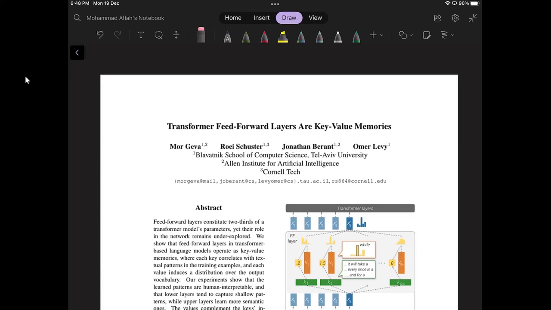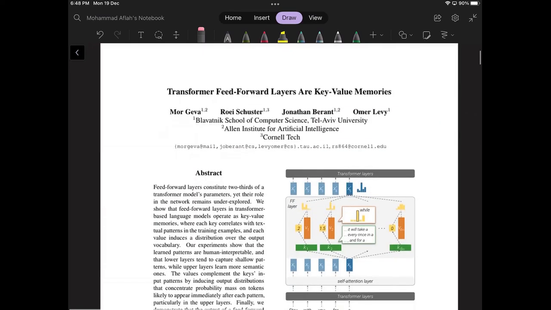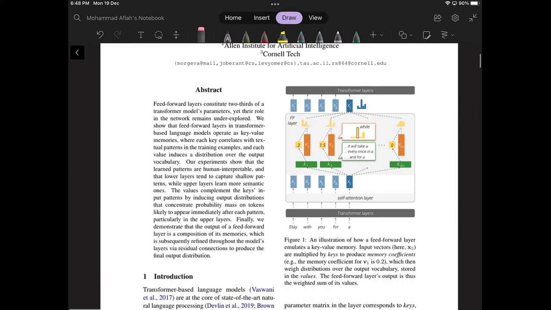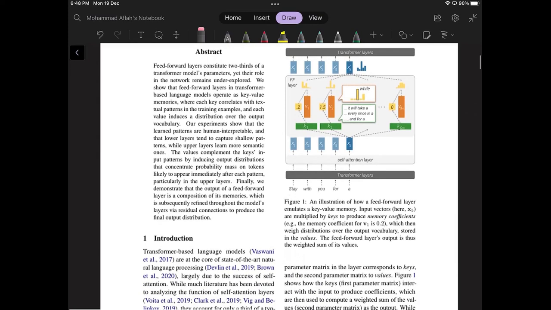Hello everyone. So in today's video, we are going to go over this paper, Transformer Feed-Forward Layers are Key-Value Memories by Geva, Schuster, Berant and Levy. I'm really sorry if I mispronounced any of those names. Also, I haven't read this paper before and this is, I believe, one a bit more technically involved. So let's go right through it.